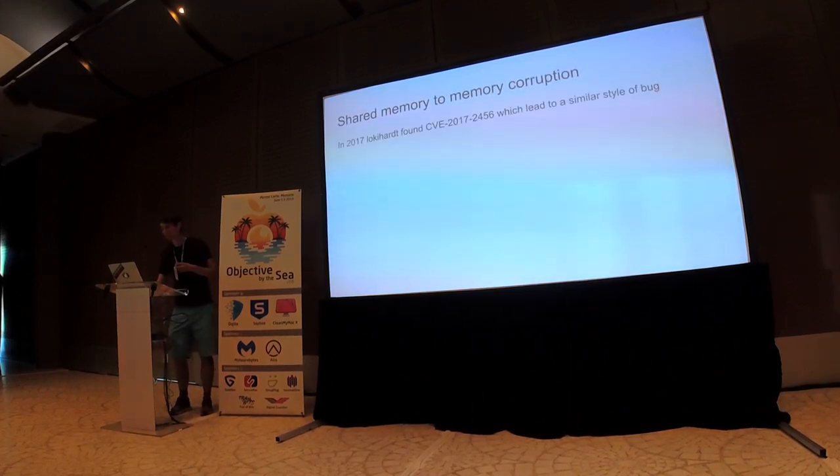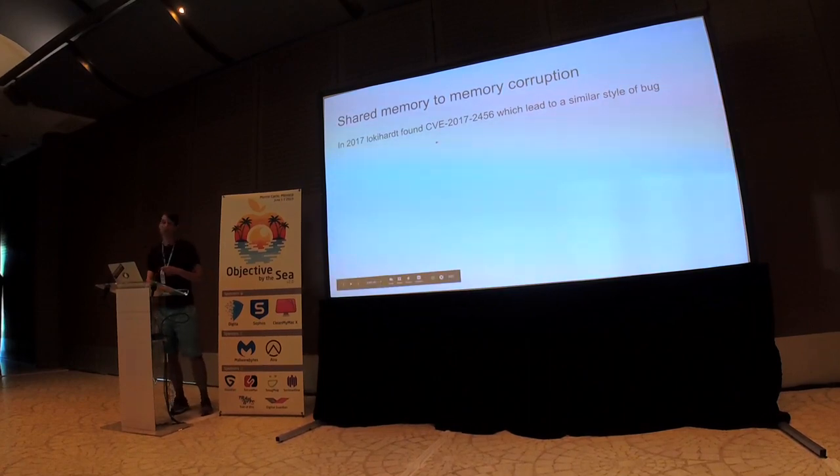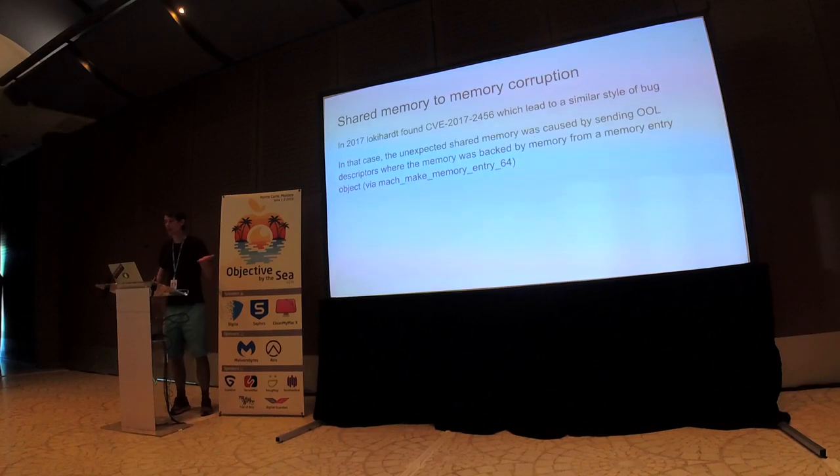So, shared memory to memory corruption. There have been bugs similar to the one I just described found by other people before. In 2017, Lokihardt on our team at Google also found this bug, CVE-2017-2456, which led to a similar kind of construct, where you'd end up with unexpected shared memory. It was a different kind of trick, where you could send the out-of-line descriptor where the pages were backed by a Mach memory entry object, and then there was some bug where you could bring the pages back from the Mach memory entry object, and suddenly you had shared memory again.